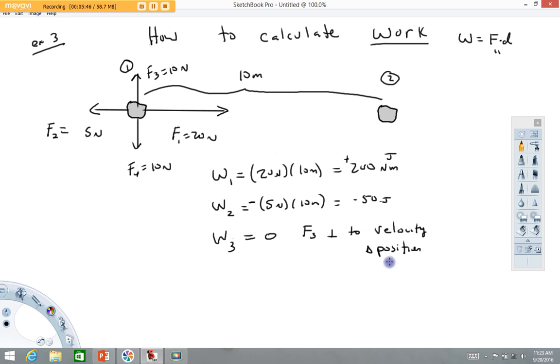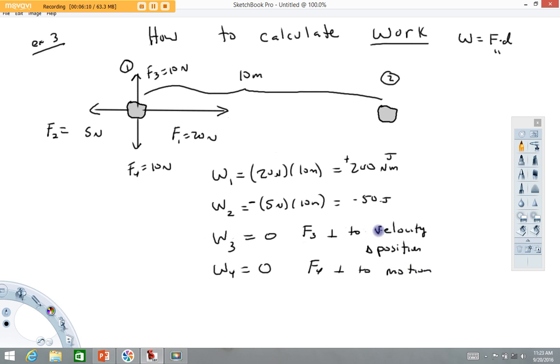Either one, because these are parallel. So basically this thing's moving to the right. This force makes a right angle, and again, only forces in the direction of motion do work. The work done by force 4, here's force 4, 10 newtons down, is also 0 for the same reason, F4 perpendicular to the motion.